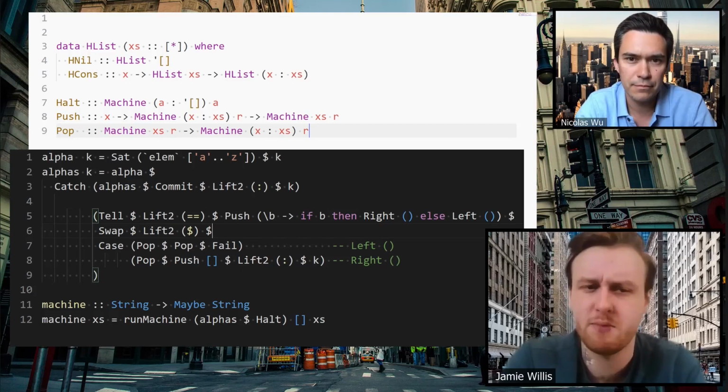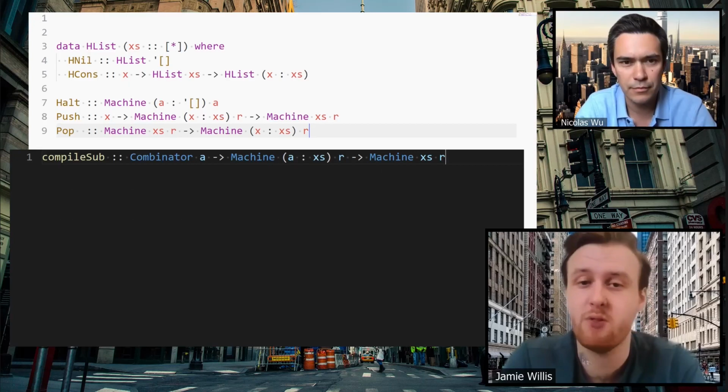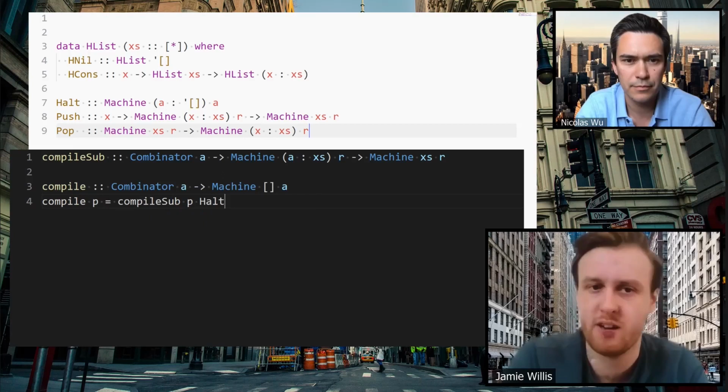So something like this then. Compile sub will take a parser returning an A and then a machine that accepts that A along with some X's. And then we can build a machine that requires just those X's in order to continue. And the final continuation is going to be halt. It takes the one element on the stack and gives it back. Right. So how would you translate combinators?